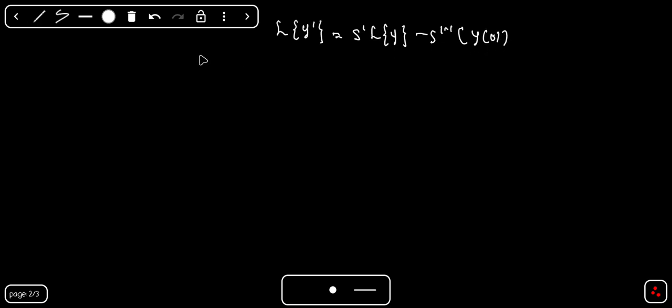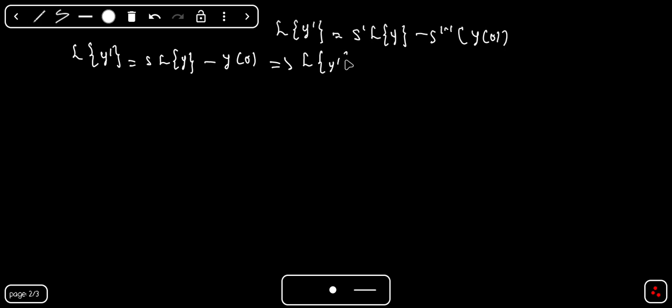So we are going to have the Laplace transform of y' equal to s multiplied by the Laplace transform of y, then minus, 1 minus 1 will give us 0, and s^0 is 1, so minus y(0), and y(0) is 1. So we have the Laplace transform of y' equal to s multiplied by the Laplace transform of y, minus 1.